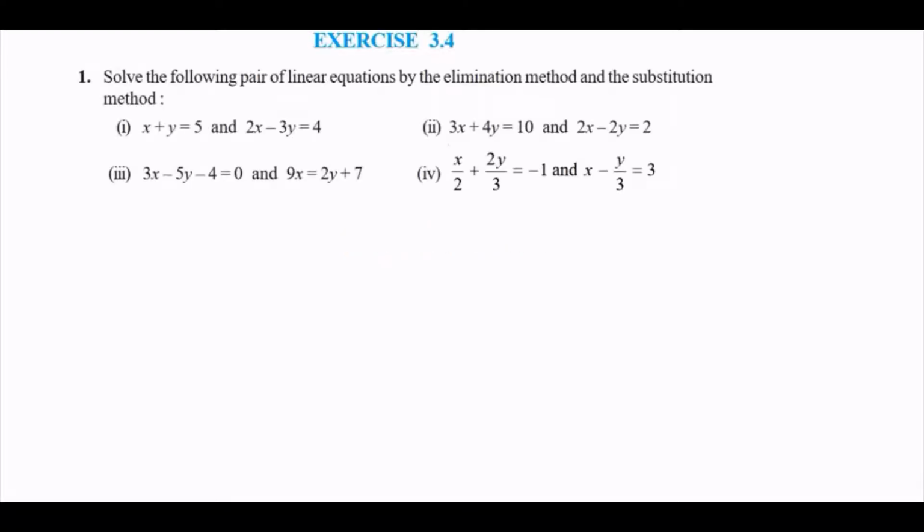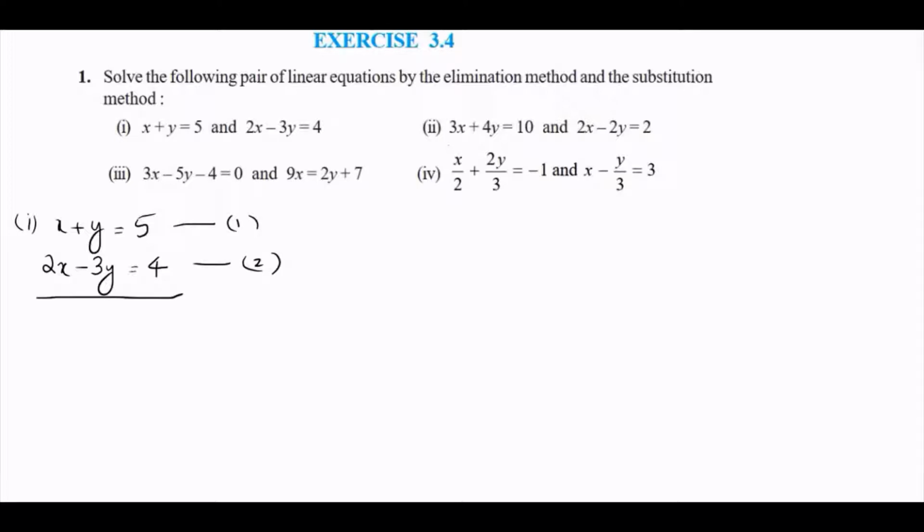Let's go through exercise 3.4. The first question is, solve the following pair of linear equations by the elimination method and the substitution method. Here I'll be doing only the elimination method. The first question is, x plus y is equal to 5 and 2x minus 3y is equal to 4. So let's mark it as the first and second equation.